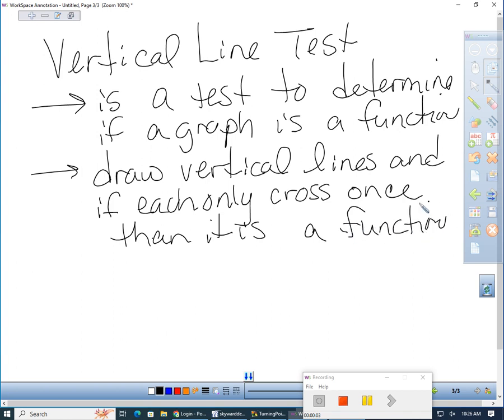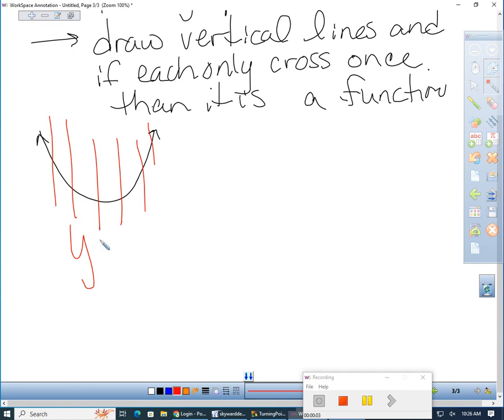So let me explain, okay? Let's say, and I'm not going to put the background graph on it right now, you just have a graph that's in a U. We've been doing those, right? All right, and I draw vertical lines down. How many times do each of these vertical lines cross the graph we have? One time. So this would be yes. Okay?